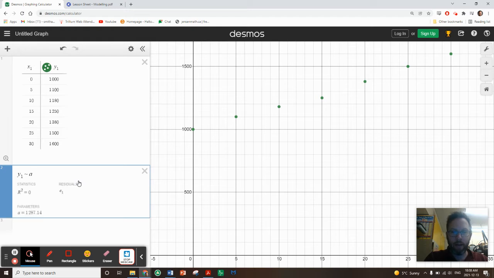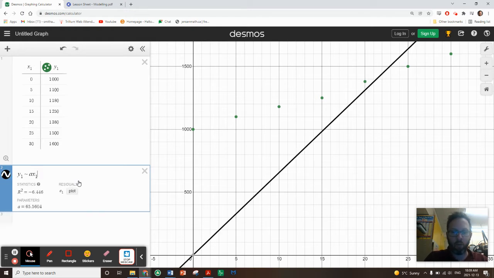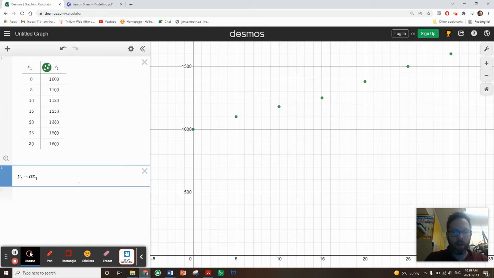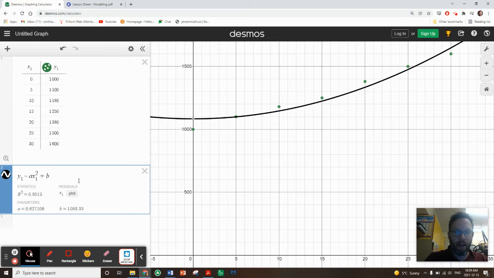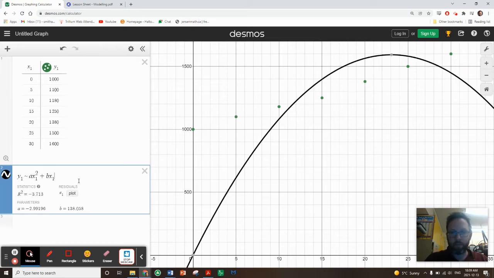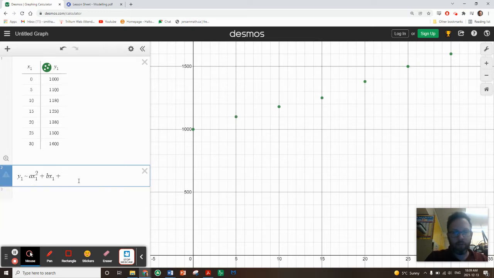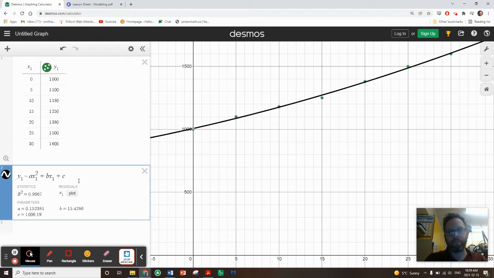So a x squared, but instead of x, we have to use x1 again, so that we use the data in our table squared. And we need an x term, plus b times x1, plus a constant c. When you do that, just make sure you get it right. We should all have the same stuff because we're all going from the same data. You should see that Desmos has fitted a curve to your data.